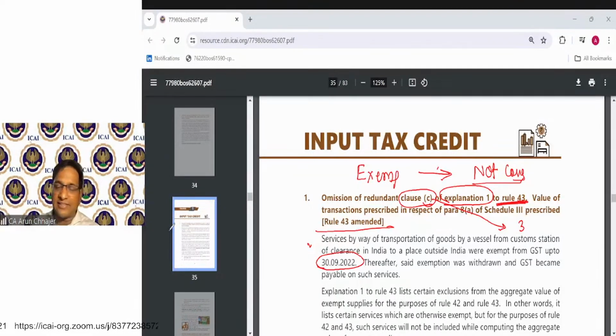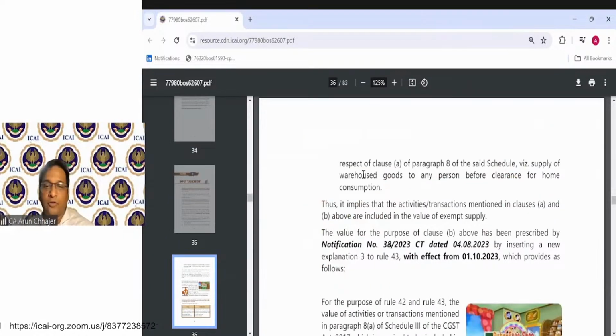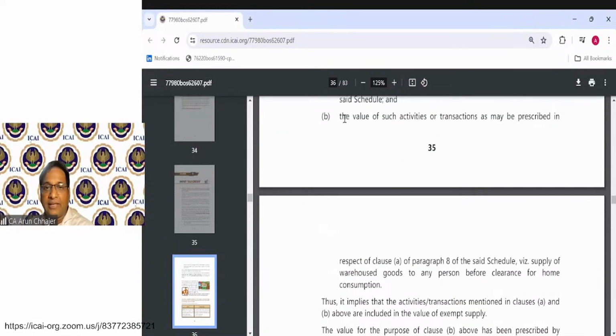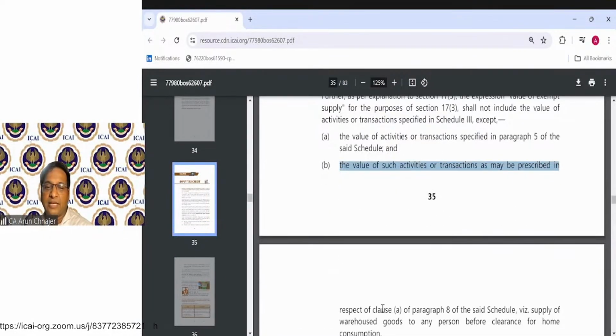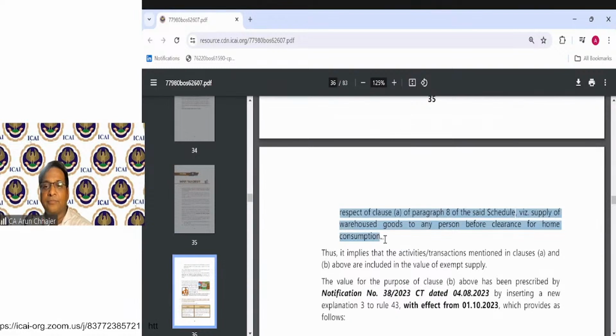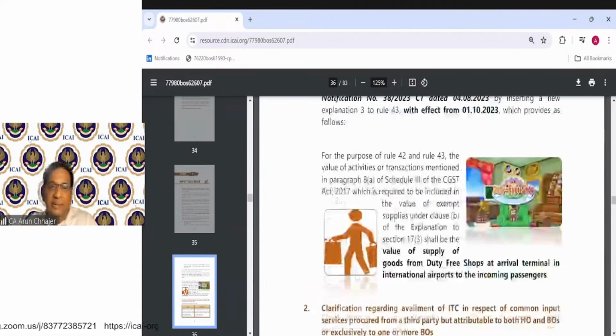And second, I have discussed para 8A of schedule 3, which has been added. So now the value of the supply as may be prescribed in respect of clause A of para 8 will be now schedule 3 para 8A. If you have some transaction of para 8A, then it will attract the reversal because 17.3, which talks about the meaning of exempt supply, they have included schedule 3. Para 5 was already there and para 8A was now added.